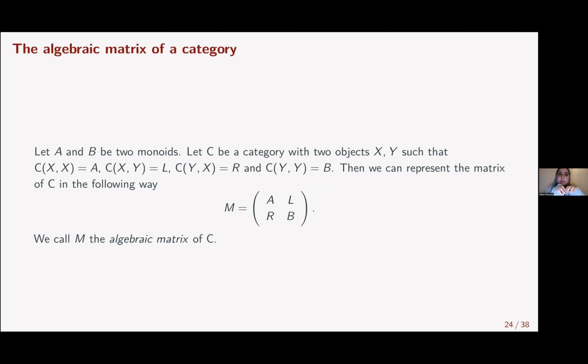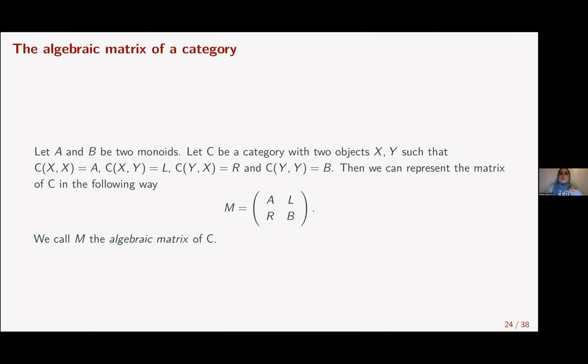And in this section, I will be writing the matrix of a category in a little bit different way. If I fix two monoids, A and B, and I let a category with two objects, X and Y, such that the first monoid between X and X is A, the one I chose here. And between X and Y, we name it L. Between Y and X, we name it R, and between Y and Y, we chose the other monoid B. Then the matrix of this category will be A, L, R, B, and we will call it the algebraic matrix of C.